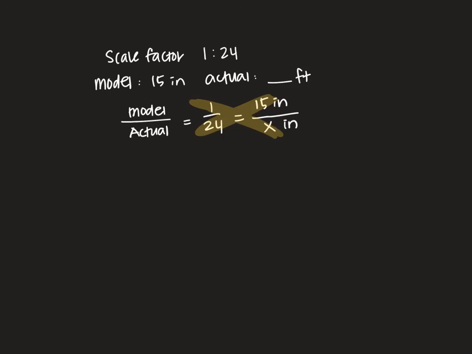When I cross multiply, I am going to have 1x equals 24 times 15. And that number is going to give me 360. So I found out my 360, which is the actual model, in inches. Now I have to change this inches into feet. And we all know that for 1 foot, there's 12 inches.